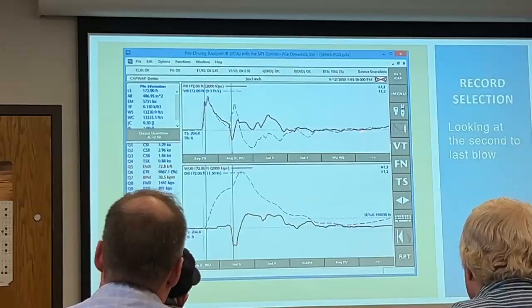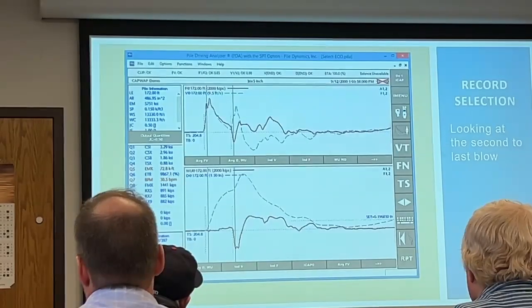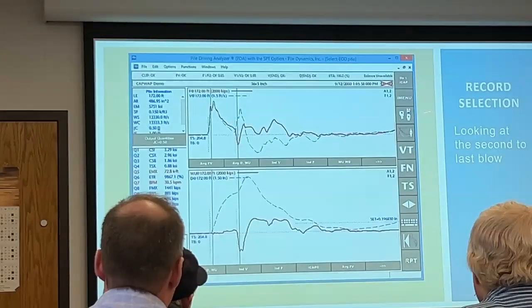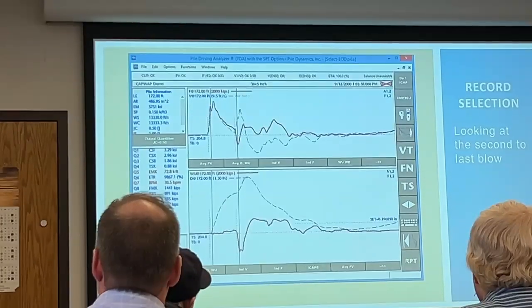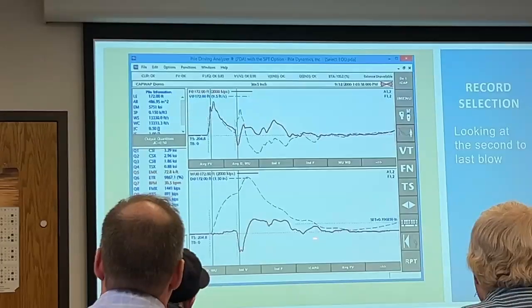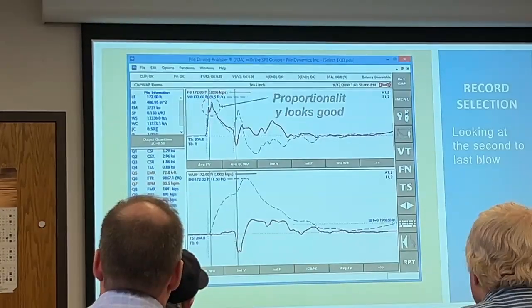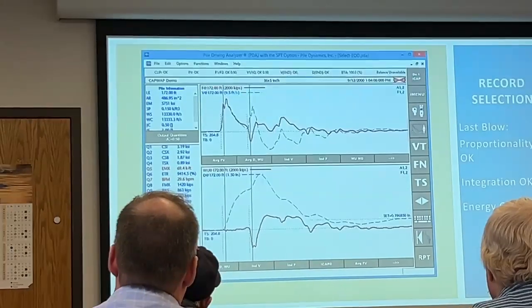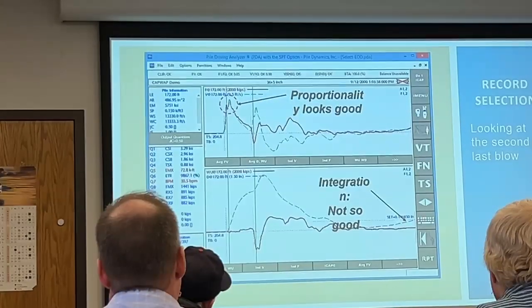Do things return to zero? Here they do, but there not so much. So we may need to look at this more carefully. And so, proportionality is good, the integration is not so good. So in other words, it's not kind of falling out to that final set.